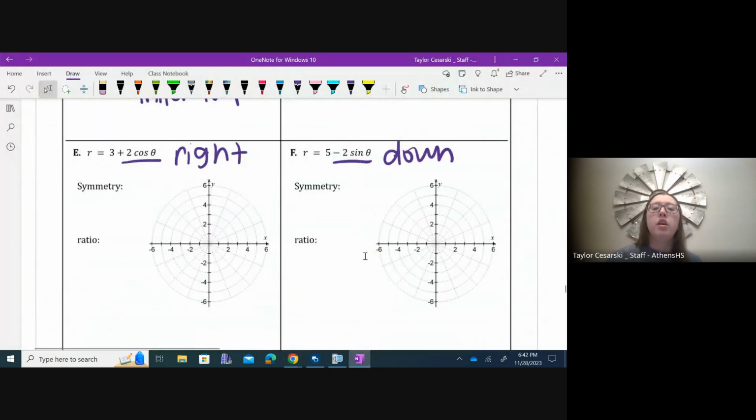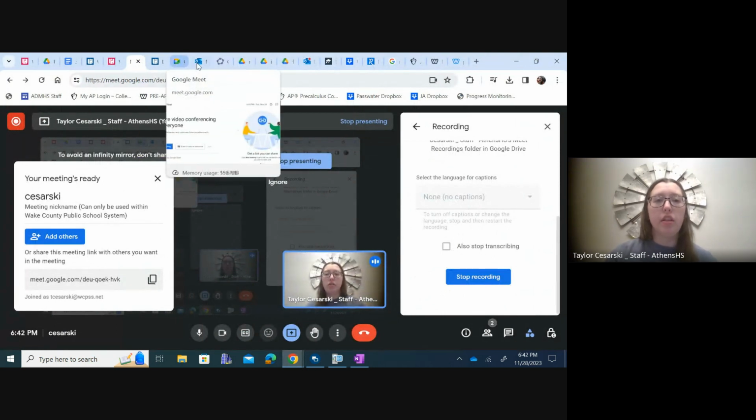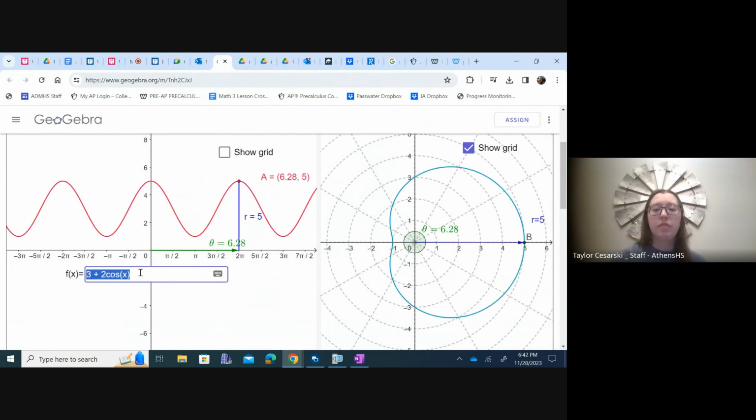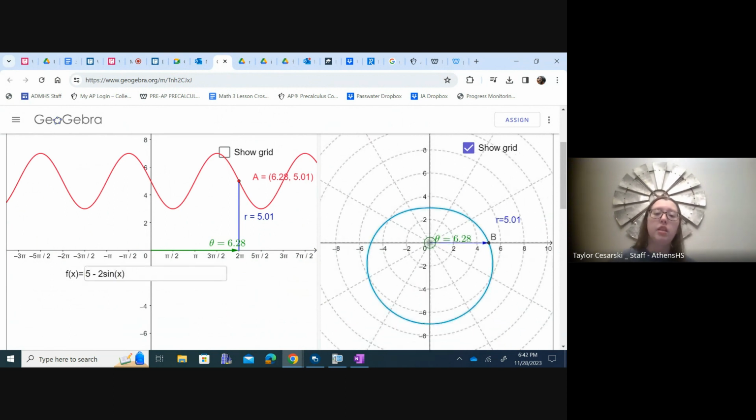All right, so in this case, my ratio is bigger than 1, so it's going to have a little bit of a dimple, and as that ratio gets bigger, it's going to look even more like a circle. So let me just show you these on GeoGebra so you can see, and maybe you want to sketch a picture of these in your notes as well. But 3 plus 2 cosine of x looks something like that. Still has that little dimple there. And then 5 minus 2 sine x, zoomed out, looks even more like a circle.